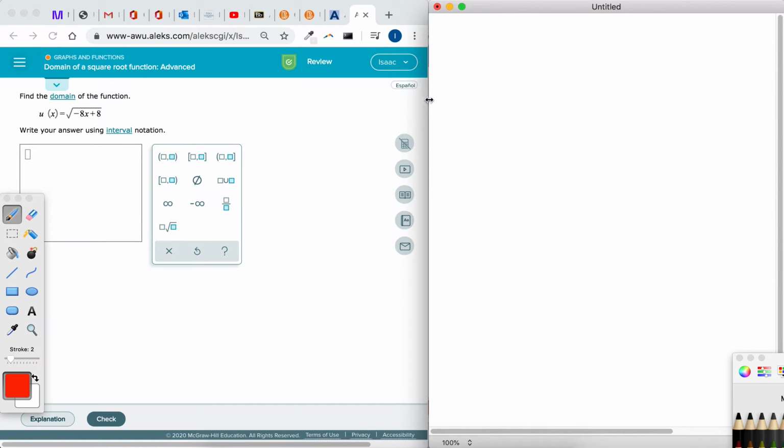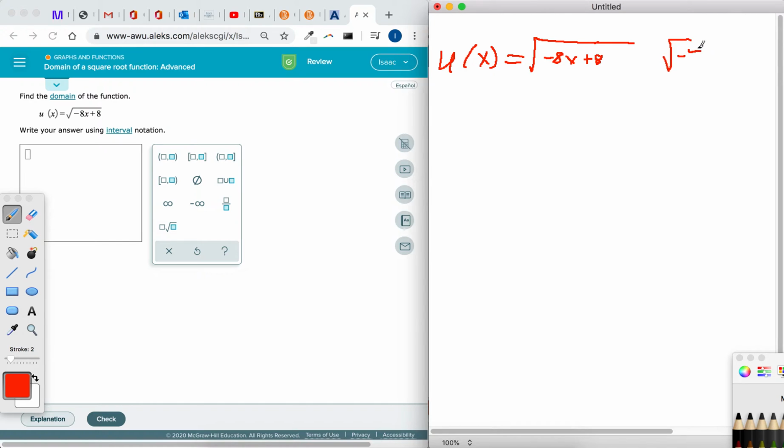When you're supposed to find the domain of a function, that means you're supposed to write down all the values you can put into the function. In other words, you're supposed to find all the numbers for x that work, all the values that don't break any math rules. So with a square root, the big thing we want to look out for is trying to square root a negative number, right?